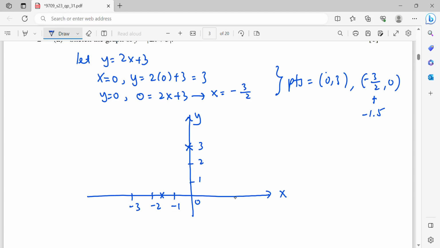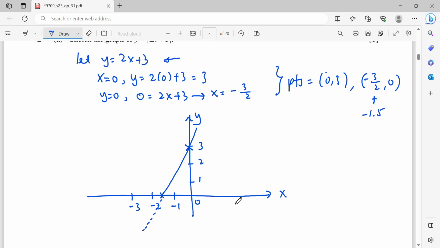Now when we sketch a graph, just for information, this is the straight line. So please sketch using a ruler. Okay, my graph is not really accurate. Supposedly when you are sketching y equals 2x plus 3, you should have the dotted line over here. This is a complete graph.